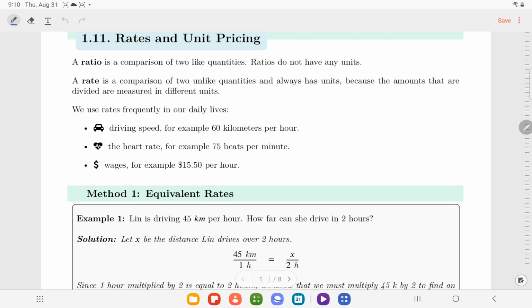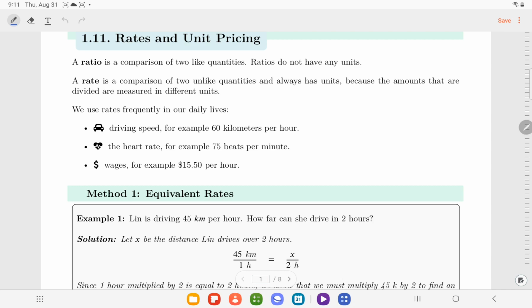For example, if a recipe calls for an amount of flour in grams, the amount of sugar will also be given in grams. But if the amount of flour is given in cups, the amount of sugar will also be given in cups. A rate is a comparison of two unlike quantities and therefore will always include units.